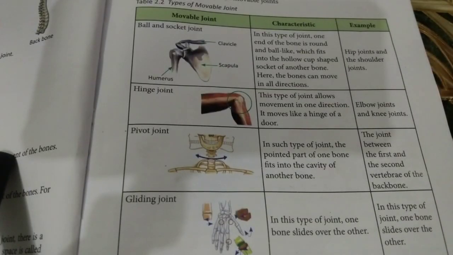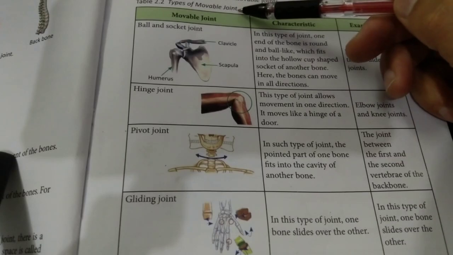Today's class we are going to study about types of movable joints. In the previous class we have already studied about a joint, and we have also studied about types of joints, such as movable joints, immovable joints, and slightly movable joints. Today's class we are mainly focusing on types of movable joints.